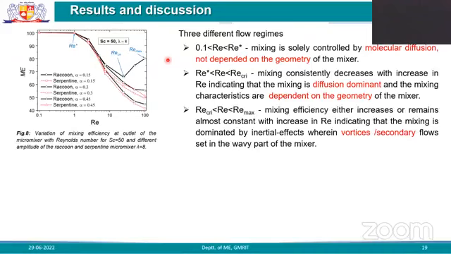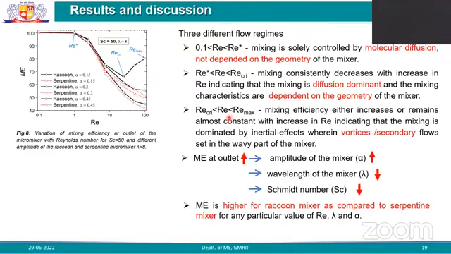For this range of Reynolds number, it will give the highly mixed condition. But for the case of Re* to Re critical, the mixing constantly decreases with increasing Reynolds number, indicating the mixing is diffusion dominant, and the mixing characteristics are dependent on the geometry. And the third one, critical to max, here the mixing efficiency either increases or remains constant, but not decreasing, due to formation of the vortex or secondary flow. For that reason it may be either increasing or constant, but not decreasing again.